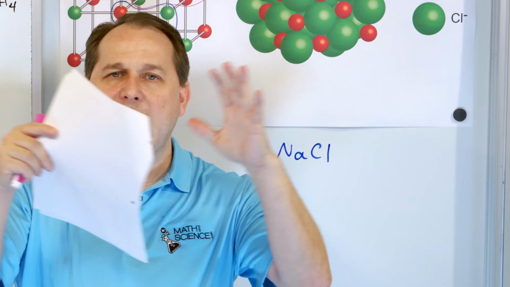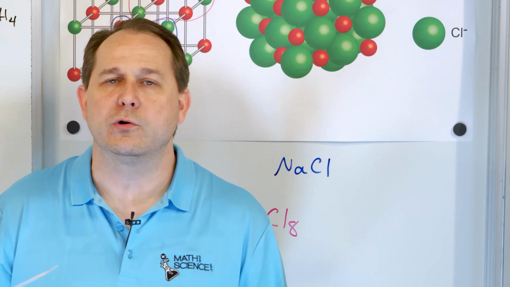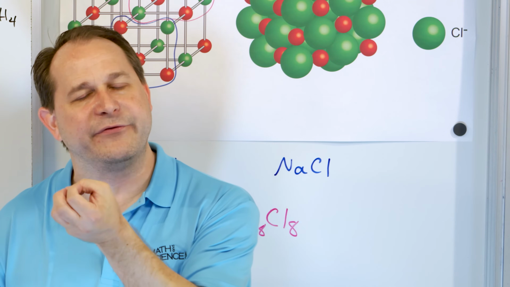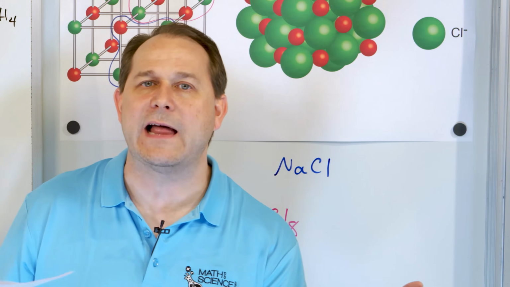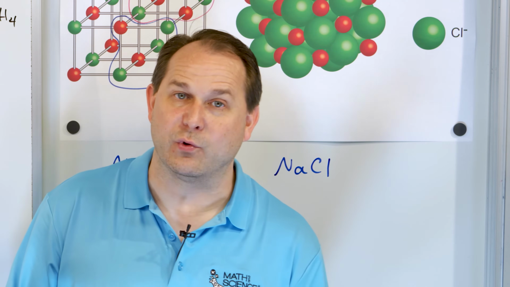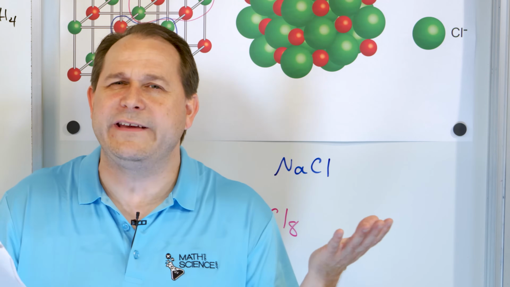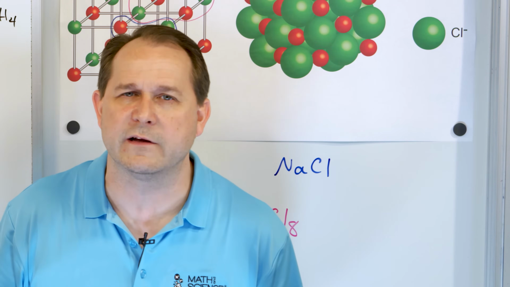Because they're locked into a lattice, what is the correct chemical formula for sodium chloride? Because I could say that 8 atoms of sodium bond with 8 atoms of chlorine in a lattice. Or I could say 16 atoms of sodium bond with 16 atoms of chlorine. Or I could say 100 atoms of sodium bond with 100 atoms of chlorine, because you see they're all in a lattice. So where do I draw the line?